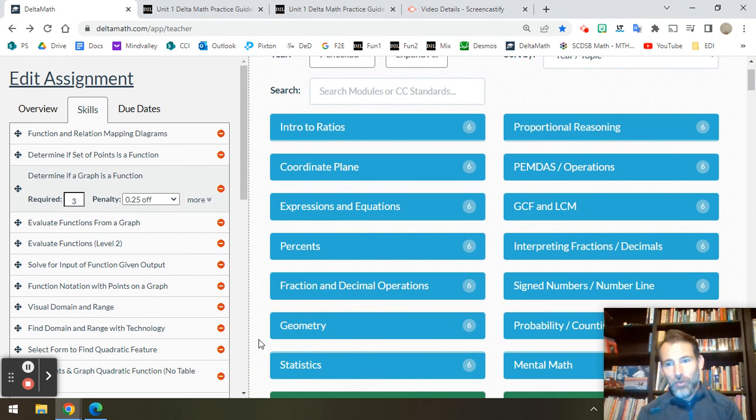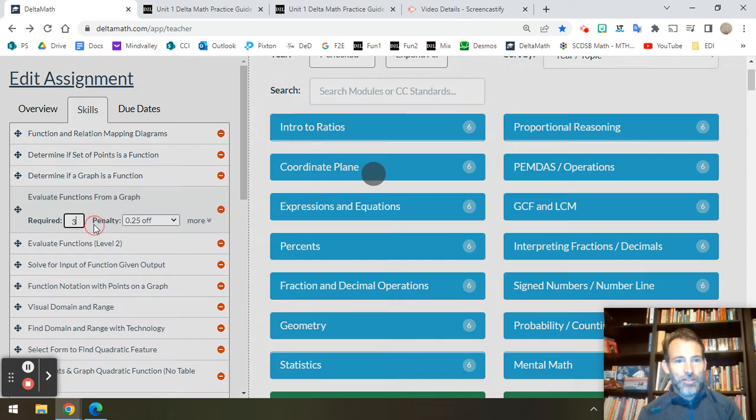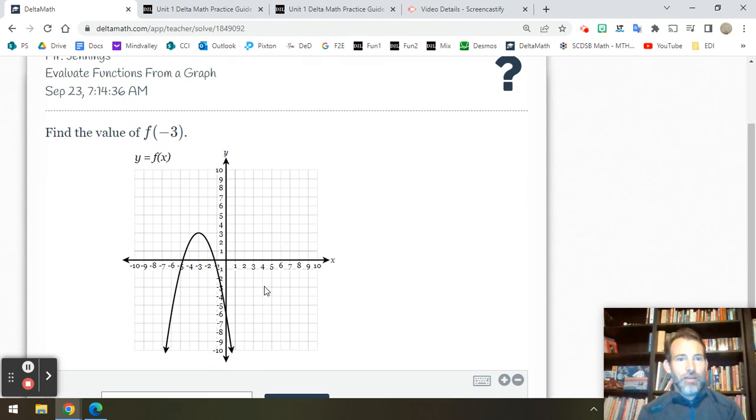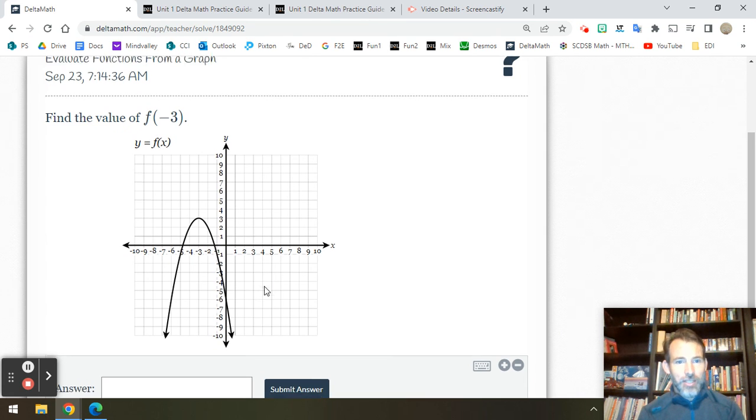We're looking at Unit 1, practice Delta Math for our unit, and we're looking at evaluating functions given a graph, given an equation, or even finding the input that's required to produce a desired output. So these next three topics, let's take a look. Evaluate functions from a graph. Find the value of f at -3.